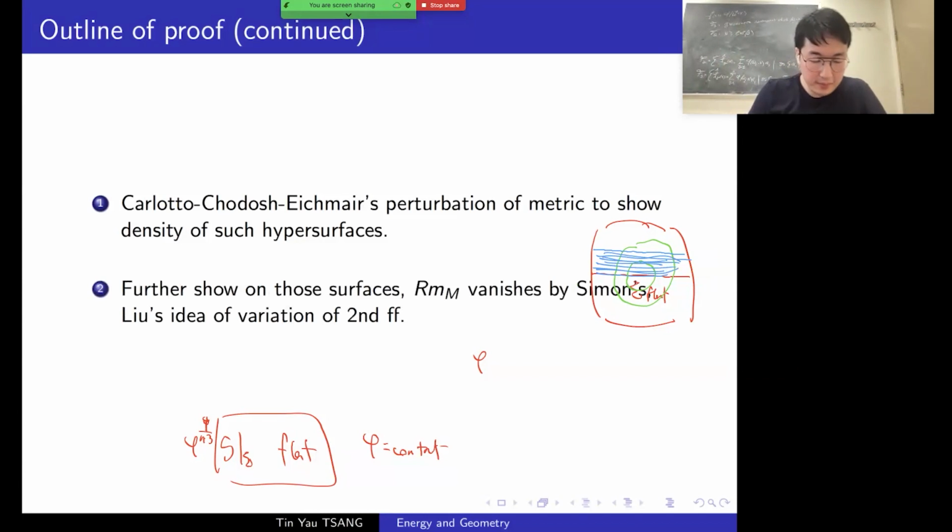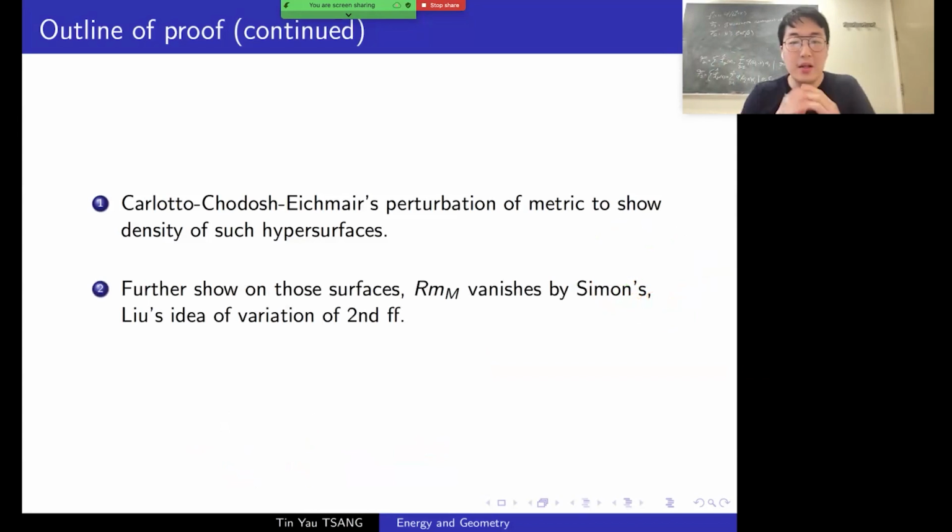And then at the end, let me remove this. From the first variation of the second fundamental form, we can tell the Riemann curvature tensor of the ambient manifold actually vanishes. It had been shown first by Simons and Galloway in their papers. So now we know that densely, the Riemann curvature tensor is zero.